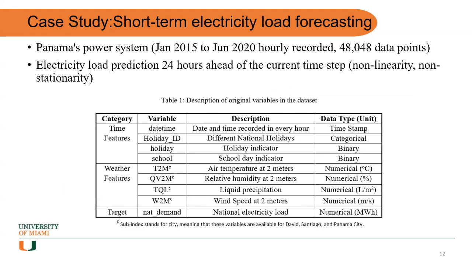In this case study, we used the Panama power system data from 2015 to 2020, which are hourly recorded data. And in this study, we use time features and weather features to predict the electricity load 24 hours ahead of the current timestamp. As you know, the electricity load from the smart grid is highly nonlinear and non-stationary.